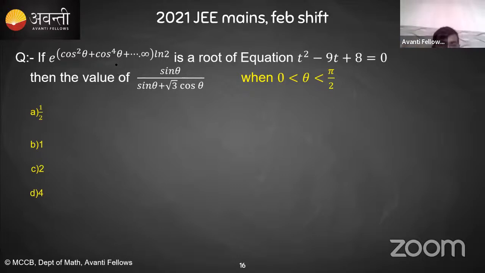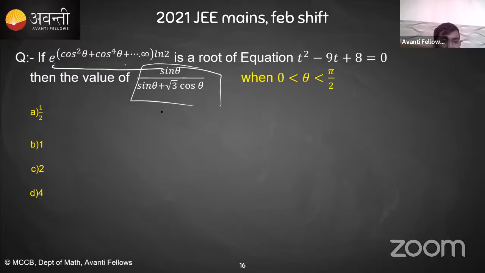Now, in this question, see what has been given to us. First of all, e power this is a root of the equation. Then we have to find the value of sin theta upon sin theta plus root 3 cos theta. So e power the sum of cos square theta plus cos power 4 theta up to infinity, times ln 2, will be how much?